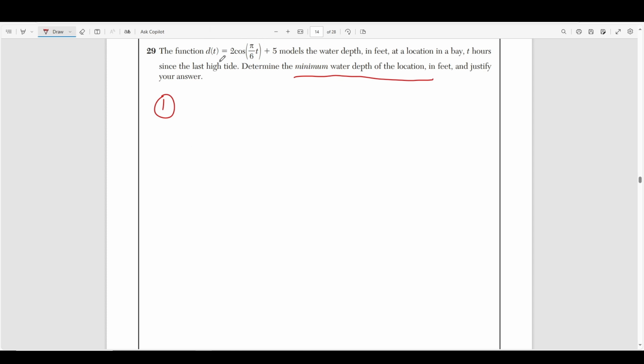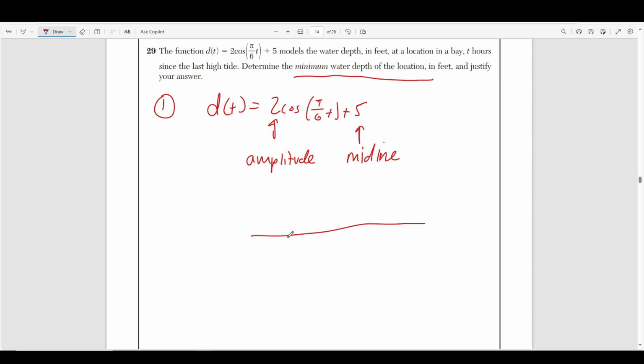If we wanted to do this another way, we can look at the actual function. d of t is equal to 2 cosine(pi over 6 t) plus 5. So this is going to be my amplitude, and this is going to be my midline. Pretty much the way that these sine or cosine functions or these trig functions work is that they're centered around a midline. The entire function occurs either above or below this midline. And how much it goes up or down from the midline is determined by the amplitude. So a graph with an amplitude of 2 is going to switch between 2 units above the midline and 2 units below the midline, and then 2 units above and 2 units below. So it's all centered around the midline, and the amplitude is how much above or below it'll be.